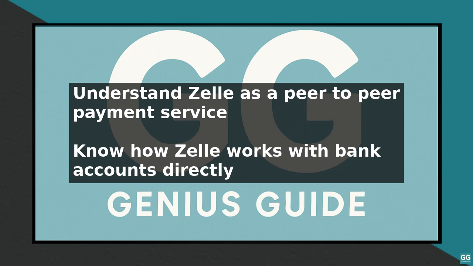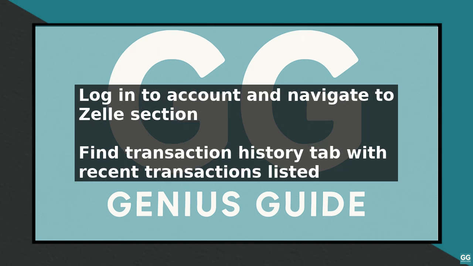Log into your account and navigate to the Zelle section. Look for the Transaction History tab, which typically displays a list of your recent transactions, including the date, amount, and recipient or sender information. If you are having trouble finding a specific transaction, use the search function to filter transactions by date or recipient name.